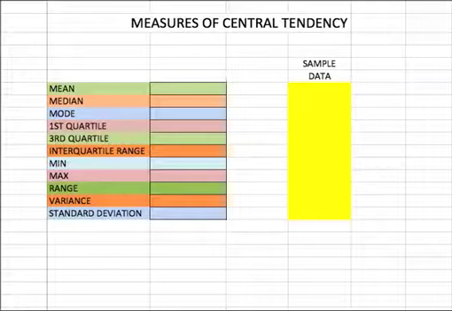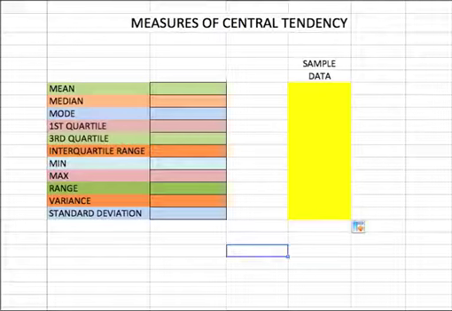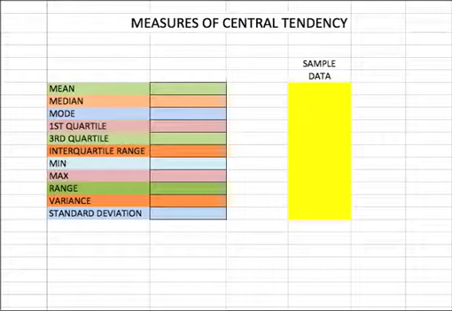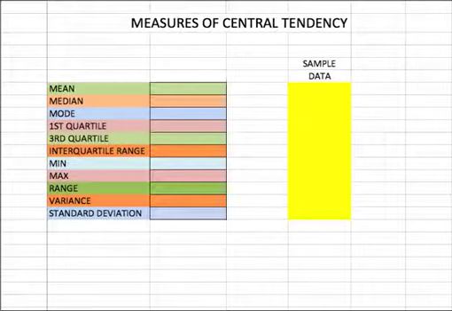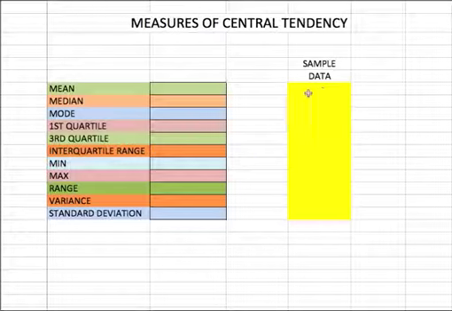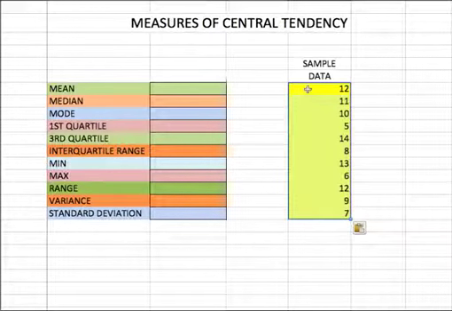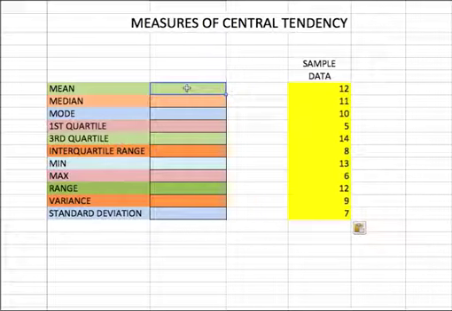This video will demonstrate how to use Excel to calculate measures of central tendency. In order to do that, we're going to need to start out with some data that we are going to populate the sample data column with. That data that we put there will be used for all of the samples that we're going to look at in this video. Starting with the mean, which is nothing more than a simple average.